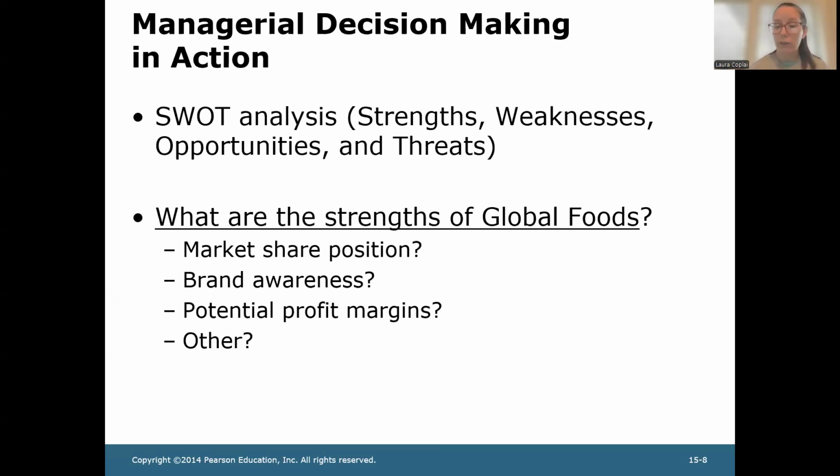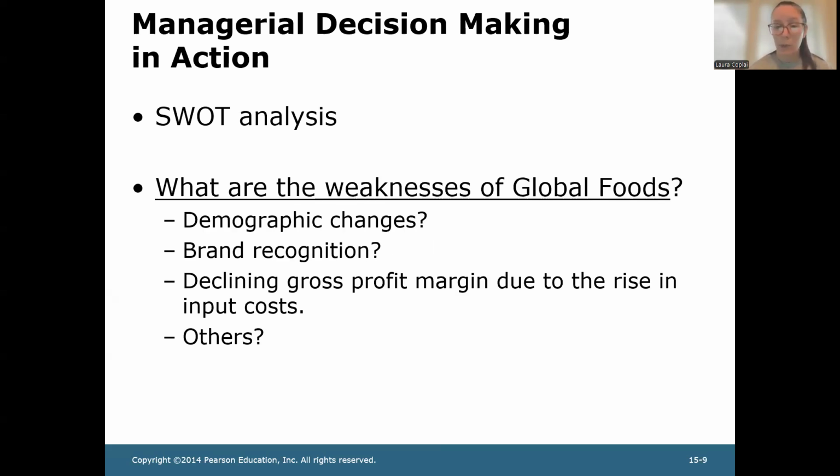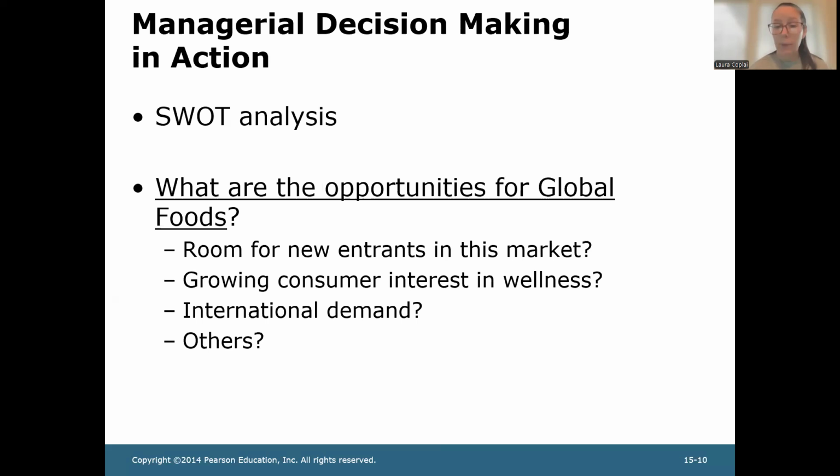So, what are the strengths of global foods? What's their market share position, brand awareness, potential profit margin? Are there other strengths? What are the weaknesses of global foods? What are the demographic changes, brand recognition? There's a declining gross profit margin due to the rise of those input costs. Are there other weaknesses?